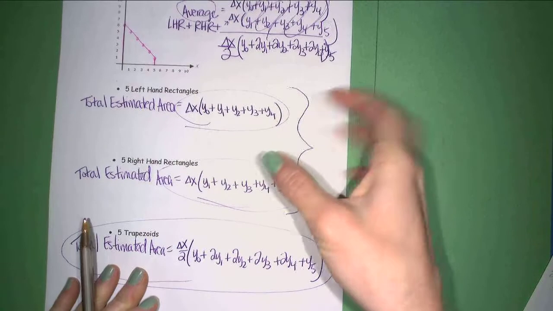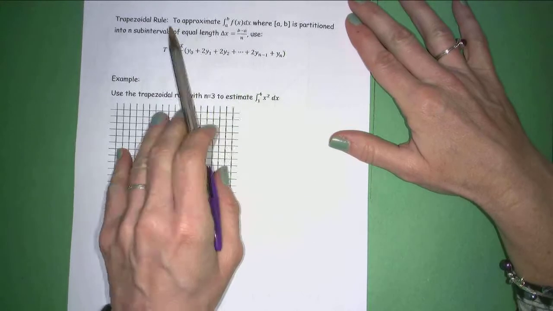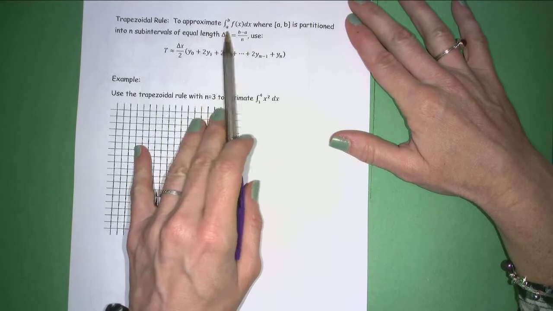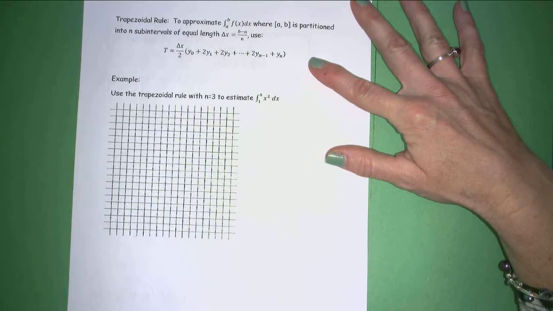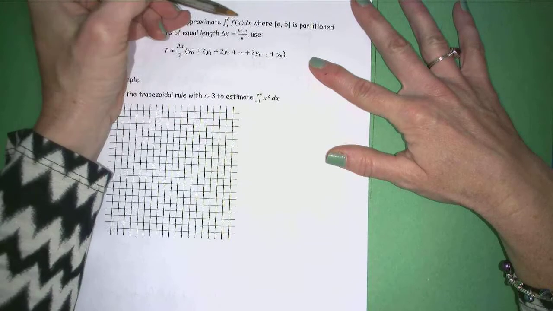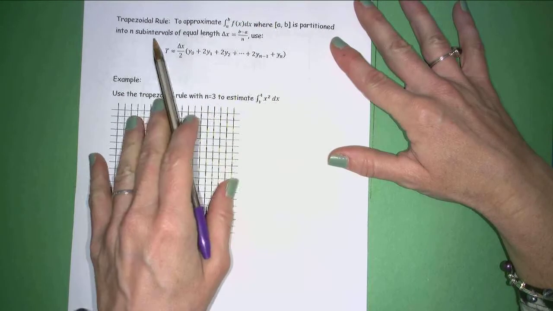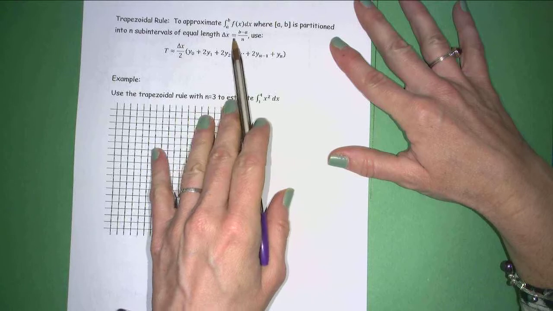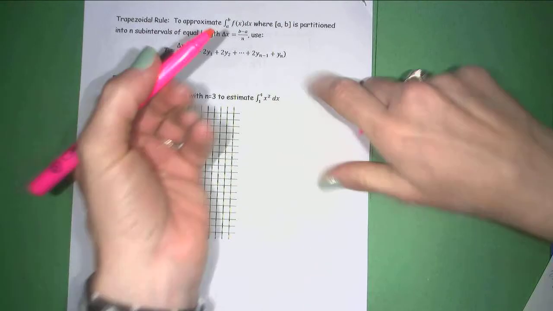So here's the trapezoidal rule. We've derived it. Here's what it says. Trapezoidal rule. To approximate the definite integral from a to b of f of x dx, which basically means the area trapped between the x-axis and the function from a to b, where a to b is partitioned into n subintervals of equal length, delta x equals b minus a over n, use, and here it is, and we have derived it.